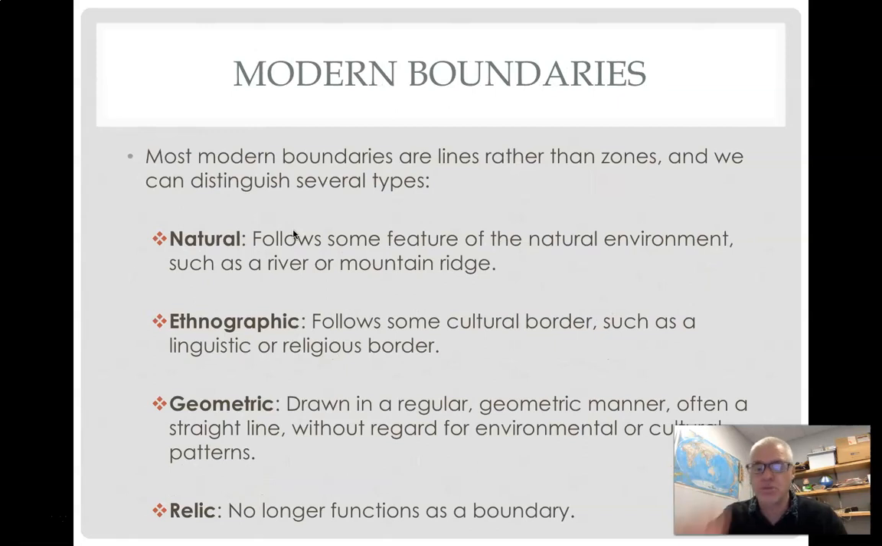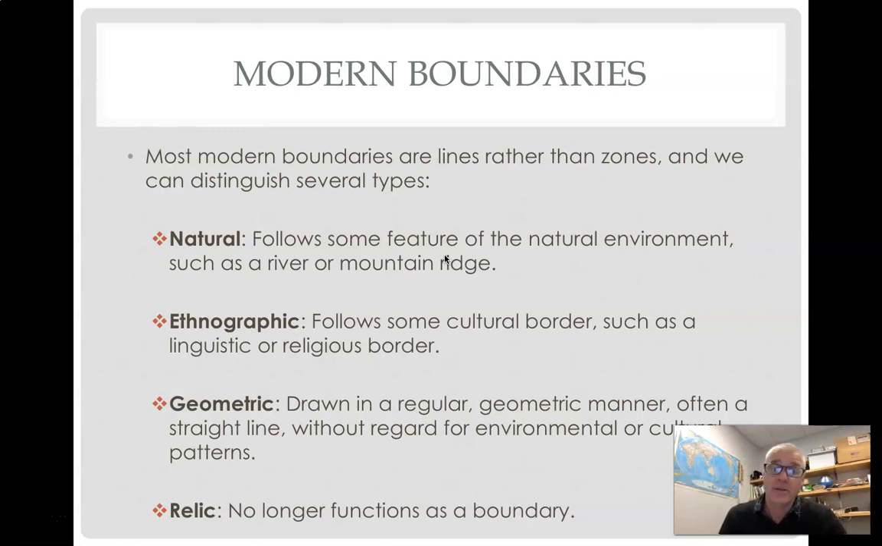And then in terms of when borders became more solidified, there's a few different ways in which borders get drawn. Oftentimes borders will be what are called natural borders, and that's where some particular natural feature is used, like a coastline or maybe a river. So for instance, the border between Vermont and New Hampshire is the Connecticut River. That would be a natural border.